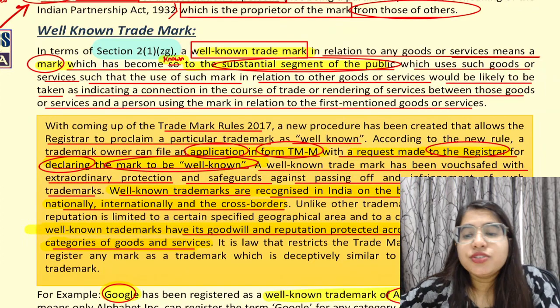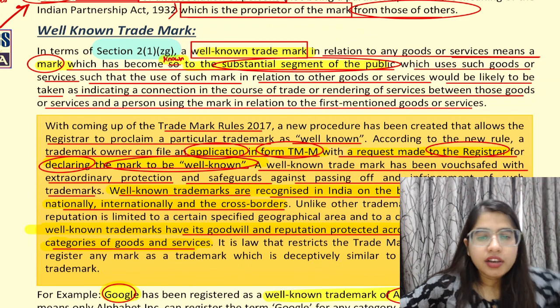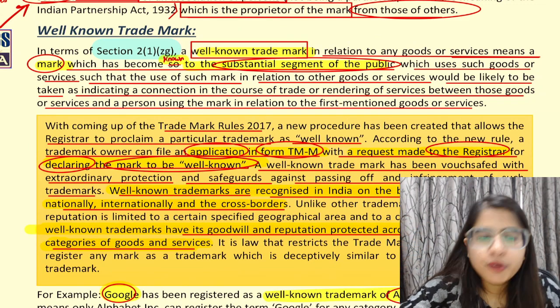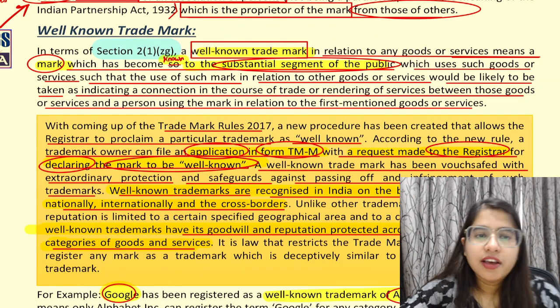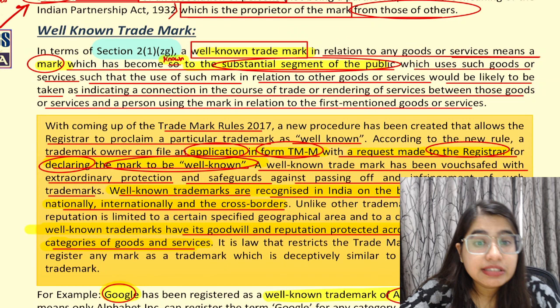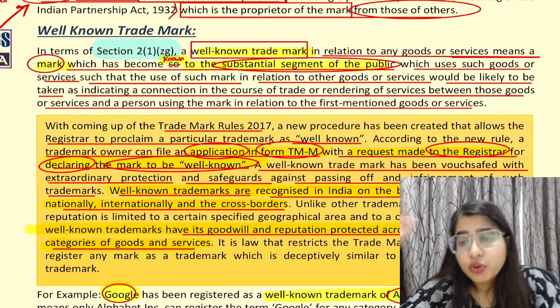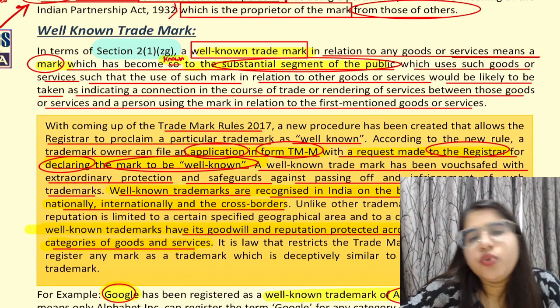Well-known trademark means which is very famous, super duper famous, like Google, Apple. Yes, all these things are super duper famous all over India. Are you understanding? Reliance is famous even across borders, meaning globally. Globally also that brand is very much famous. Then we call it a well-known trademark.